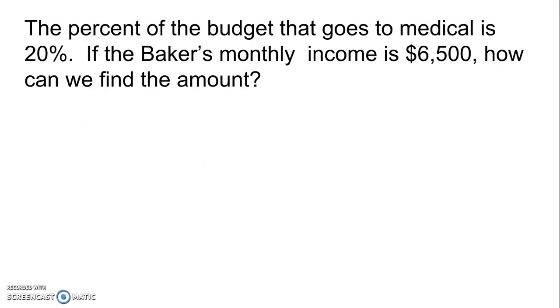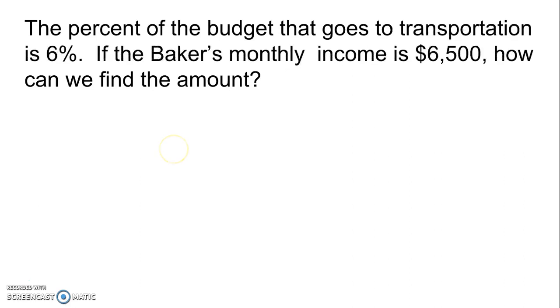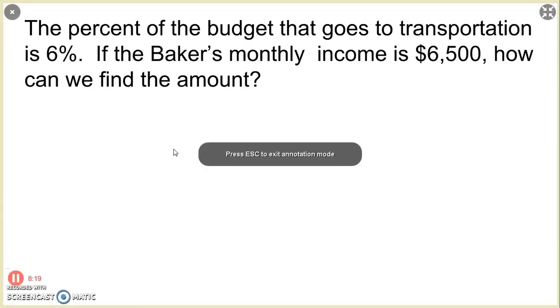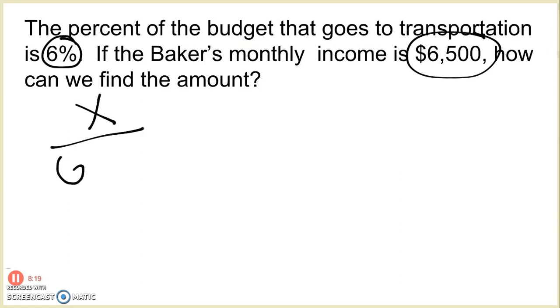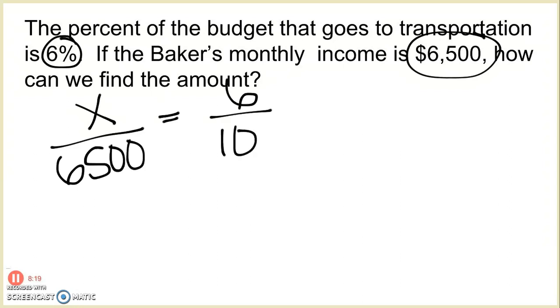The last one that we should need to do that has one blank only is transportation. The percent of the budget that goes to transportation is 6%. If the baker's monthly income is 6,500, how do we find the amount? Once again, we're looking for the part, so x over 6,500 equals 6 over 100.